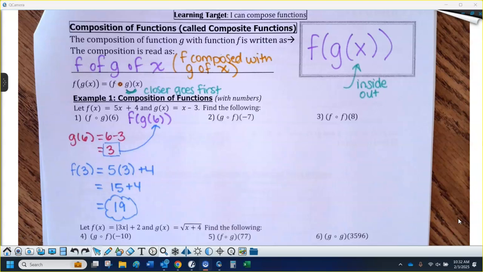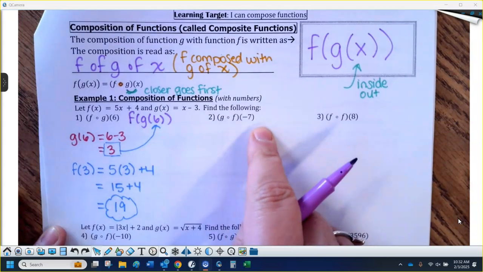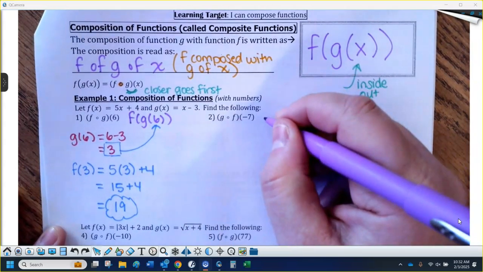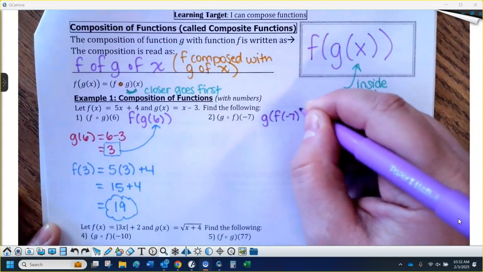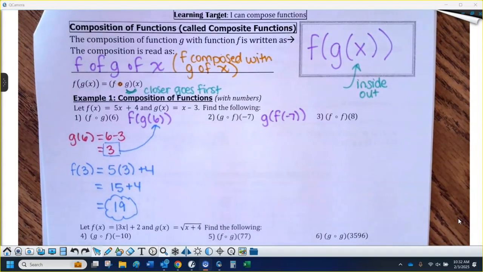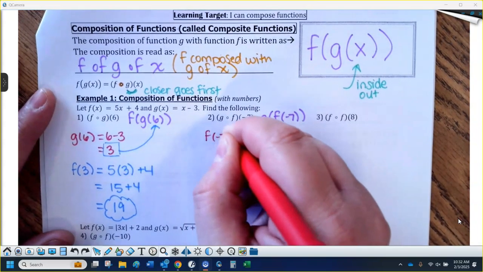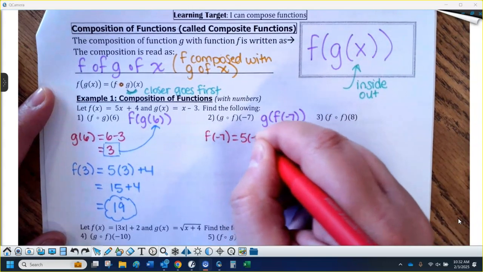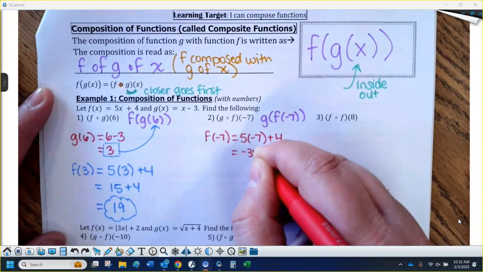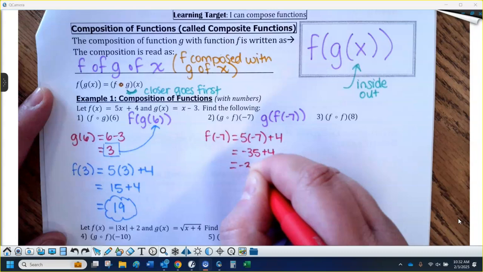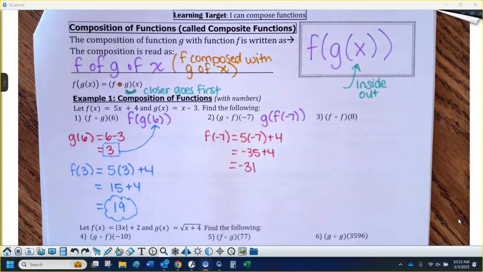If you look at my second problem, let me just write this in the other notation. So this is G of F of negative 7, or G composed with F of negative 7. If I use the little parenthesis notation, it would be G parentheses F of negative 7 and then close the parentheses. So with this one, the F function goes first, inside out, or whatever's closer to the number. So I'm going to do F with a negative 7 plugged in. So it'd be 5 times negative 7 plus 4. So I'd get negative 35 plus 4, which is negative 31. So that's F of negative 7.